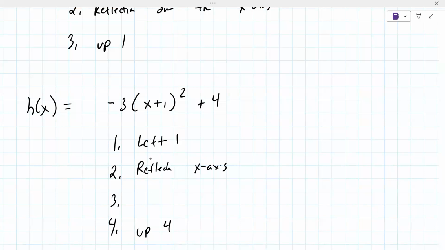And, well, there's the squared. I don't know if that does anything. Nope. What about this 3 in front? You remember anything about that? What that number does? Yeah, that is a vertical, I know that it's a stretch. It's a vertical stretch of 3. All right, very good.